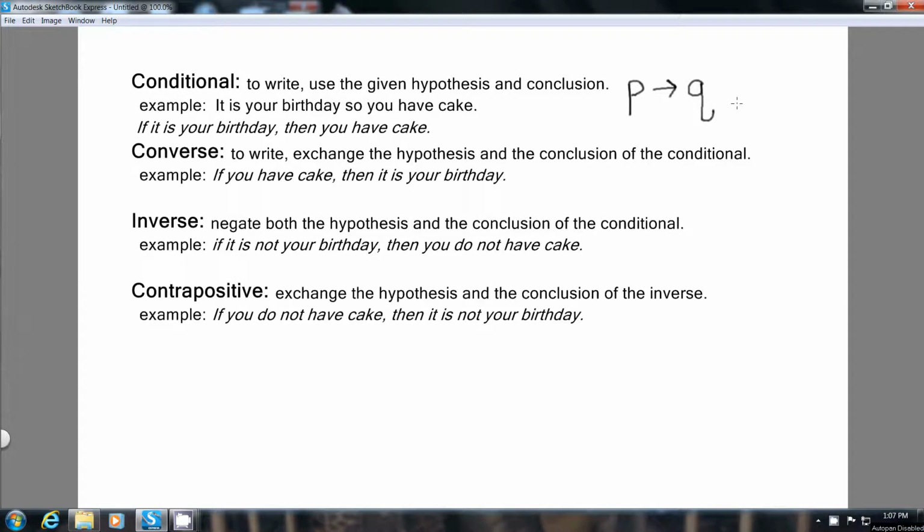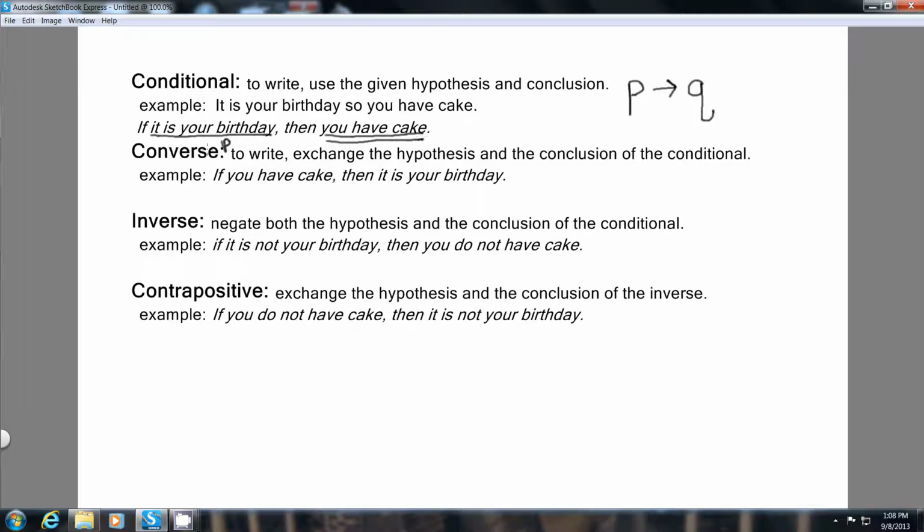conclusion. So, for example, if you have the statement, it is your birthday, so you have cake, you can write it as a conditional statement by saying, if it is your birthday, then you have cake, where it is your birthday is the hypothesis, P, and you have cake is the conclusion, Q.